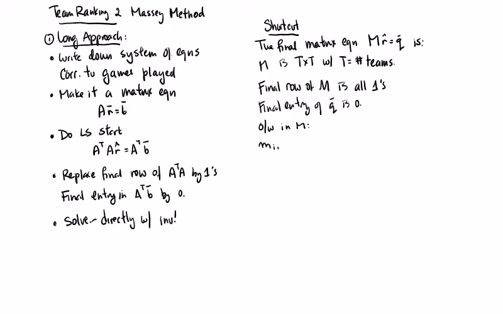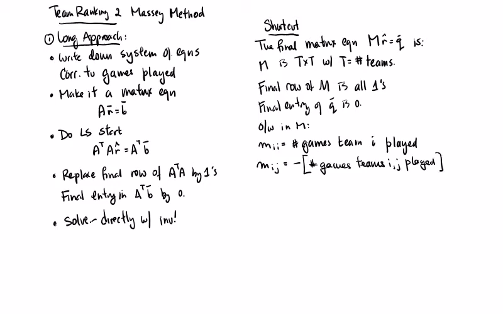And otherwise in M, the little m sub i is the total number of games team i played, and M_ij, when they're different, is the negative of the number of games that teams i and j played. Then we just solve.